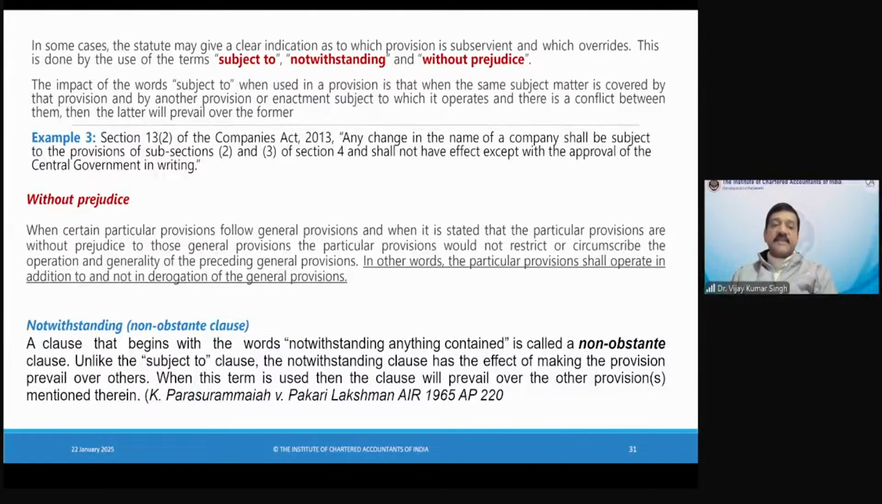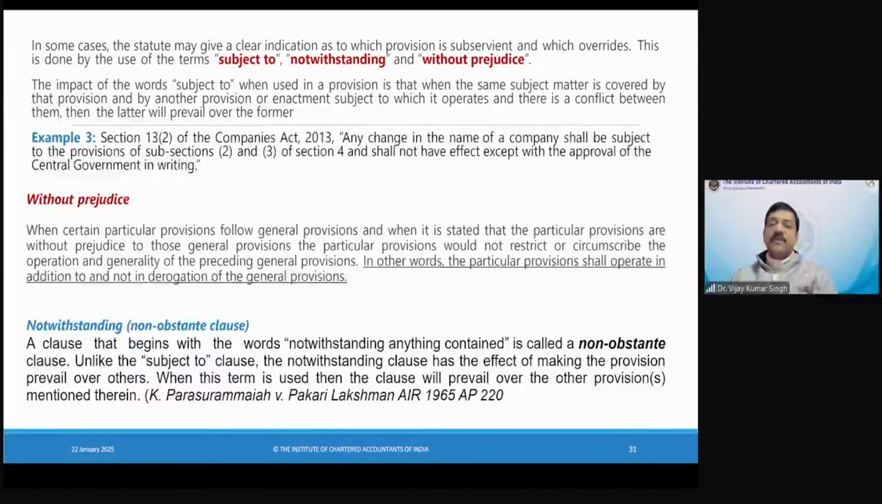When we talk about without prejudice, it basically means without referring to that or without mentioning that. When certain particular provisions follow general provisions, and it is stated that the particular provisions are without prejudice to those general provisions, the particular provisions would not restrict or circumscribe the operation and generality of the preceding general provisions. In other words, the particular provisions shall operate in addition to and not in derogation of the general provisions.